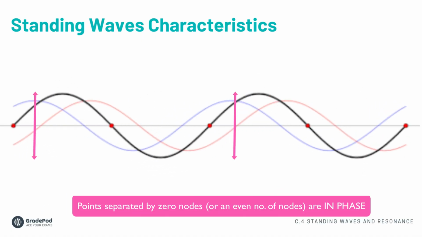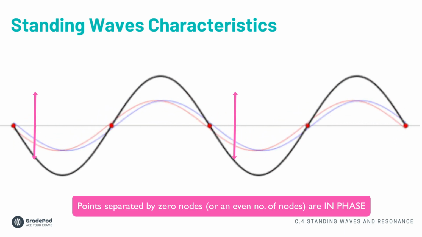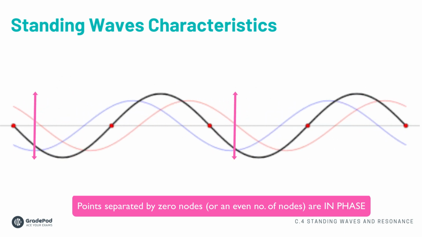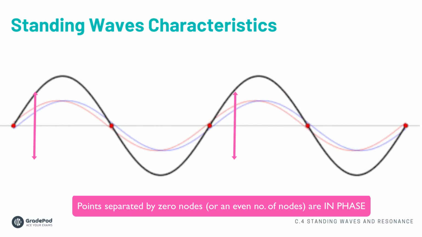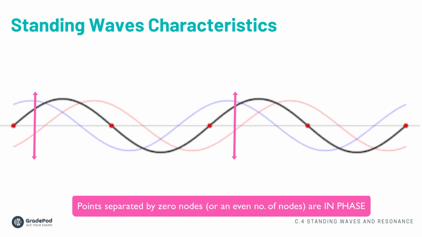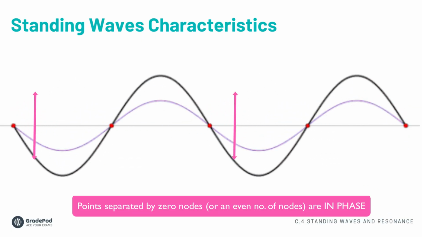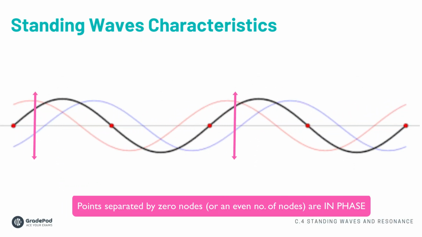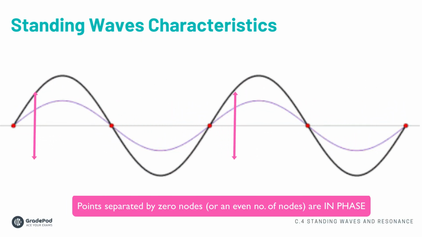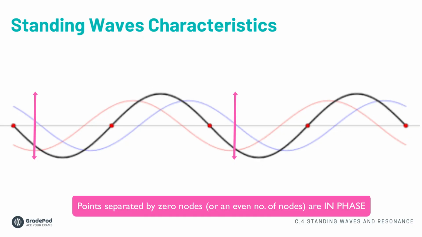So our more general concept here is that points that are separated by zero nodes or an even number of nodes are in phase. This is the kind of thing that they'll assess in perhaps the start of a paper 2 question or a multiple choice question. It's a little trick that is easy to remember and can gain you quite a lot of marks, and more importantly, rush you through that paper a bit quicker.